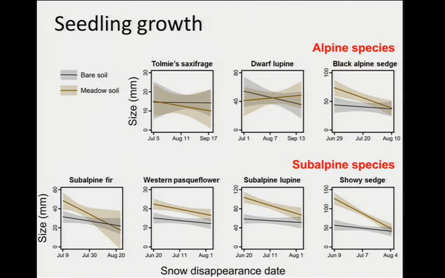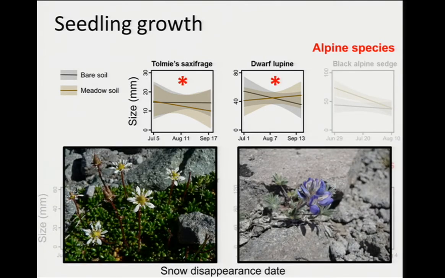So let's look at the rest of the focal species. You see the same general pattern in all of the subalpine species, as well as one of the alpine species, the black alpine sedge. But there are two exceptions. Two of the alpine species really don't show an effect of snow disappearance date or soil type.